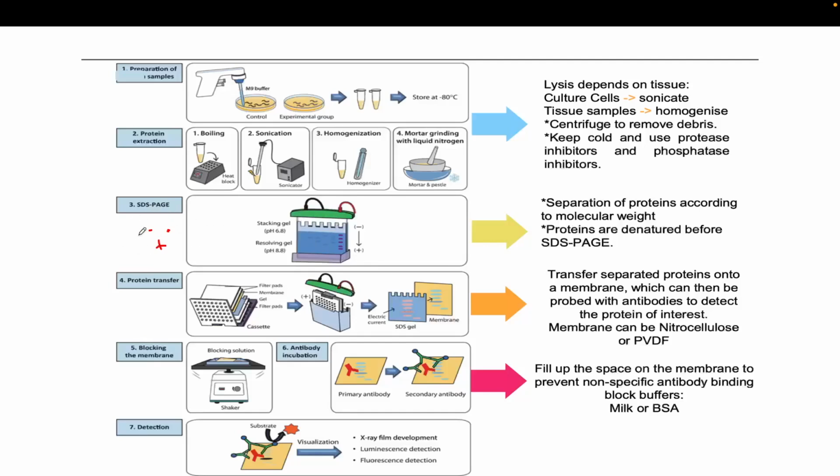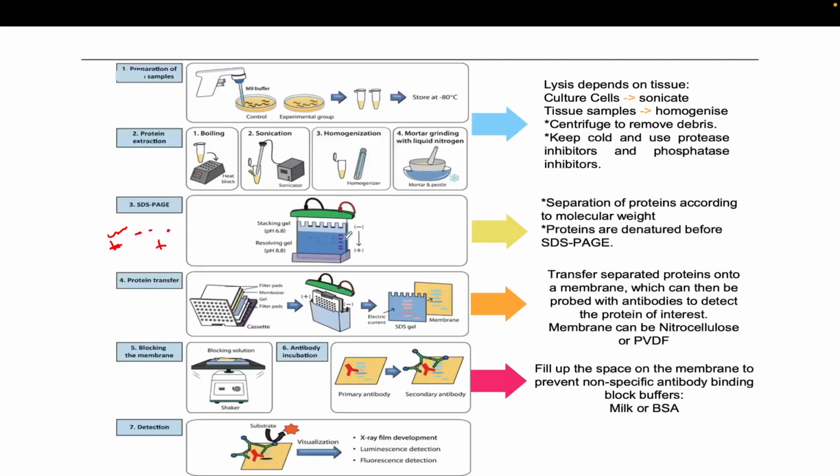So what you have to do is add the SDS, which is an anionic detergent. Suppose this is the protein molecule; this anionic detergent will provide uniformity to the protein mixture by giving it a negative charge. So now every protein has the same charge.